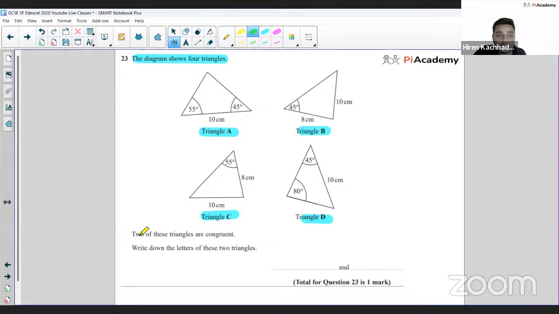So here now the given instruction is 2 of these triangles are congruent. Okay. So out of these 4, we have 2 of them that are congruent. So we have to just write down the letters of the 2 triangles. Your time starts now. This 1 minute is more than enough.